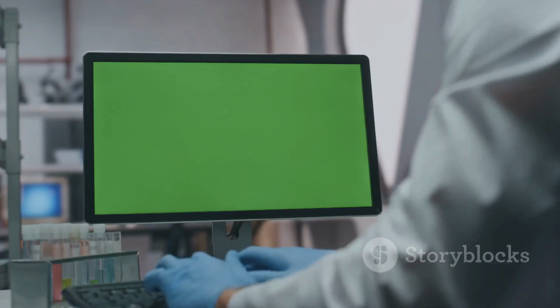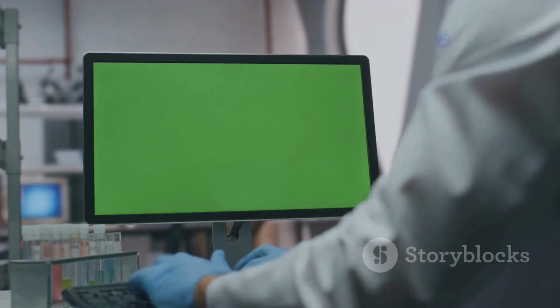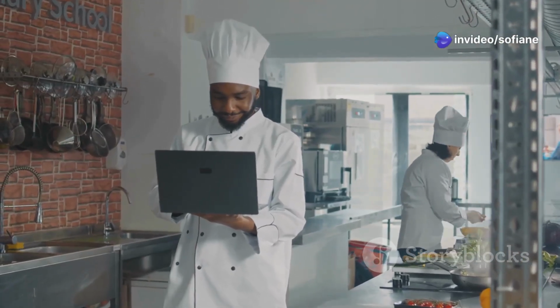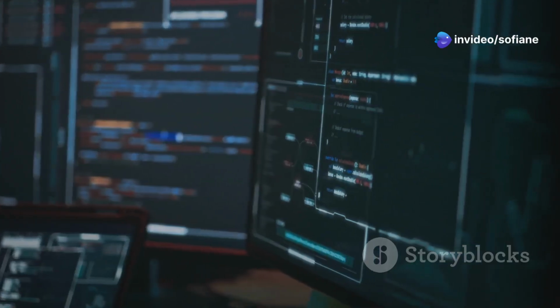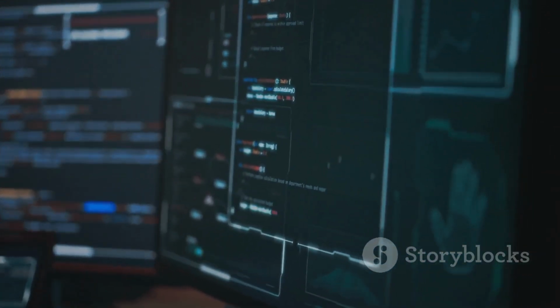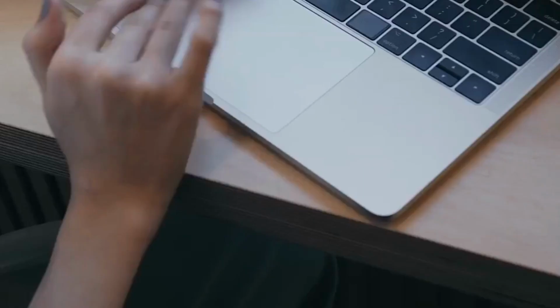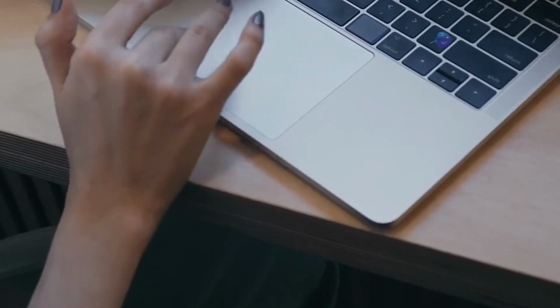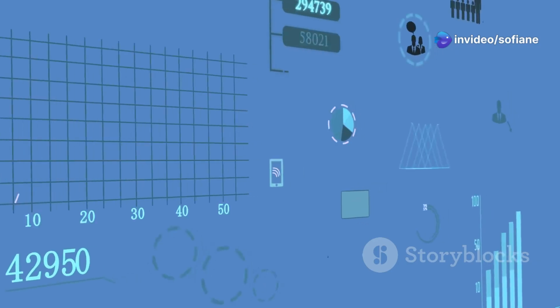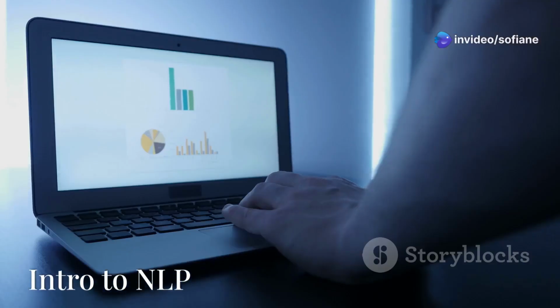First, we'll give our data a little spa treatment, cleaning it up and preparing it for the model. Think of it as getting your ingredients prepped before you start cooking. Then we'll split our data into training and testing sets, kind of like giving our model some practice problems before the big test. Finally, we'll train a model, like logistic regression, and see how well it predicts the outcome. It's like having a crystal ball, but powered by data.